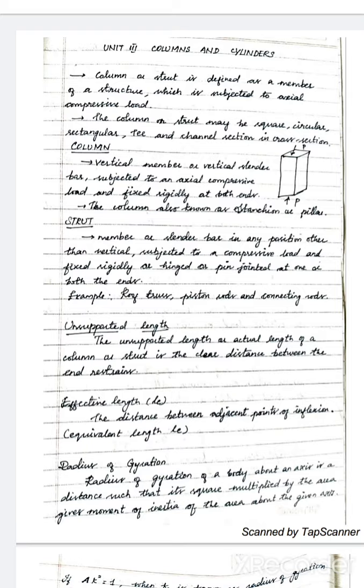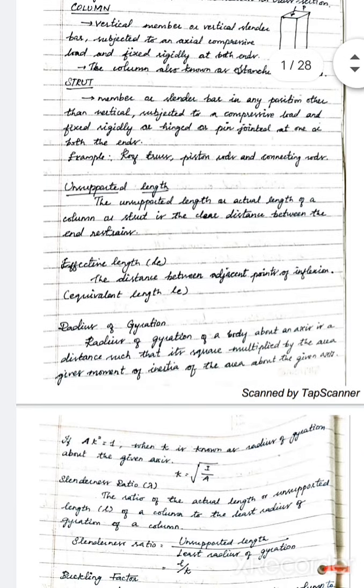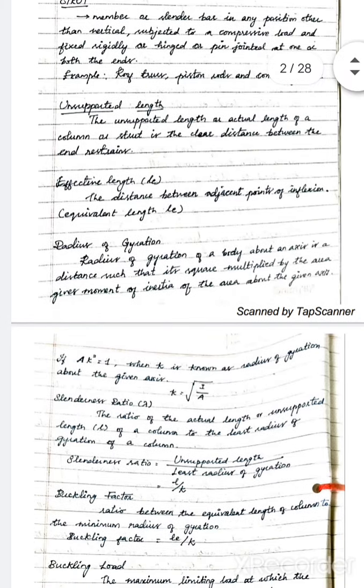Then what is meant by effective length? The distance between adjacent points of inflection is known as effective length. Radius of gyration, the distance such that its square multiplied by the area gives moment of inertia of the area about the given axis. If k square is equal to I by A, k is known as radius of gyration. K is equal to root of I by A.